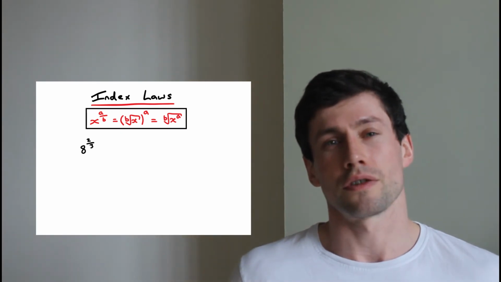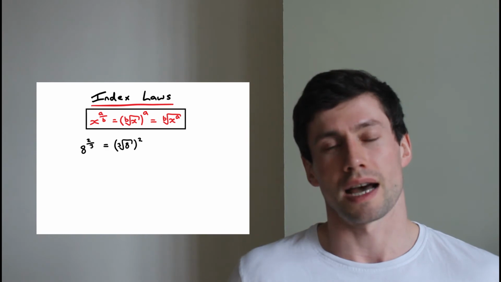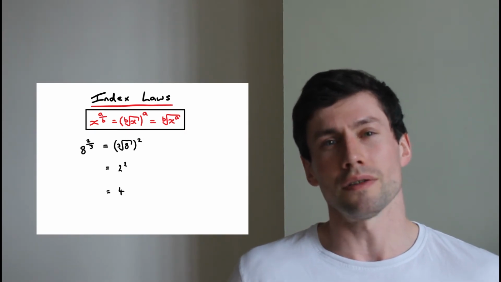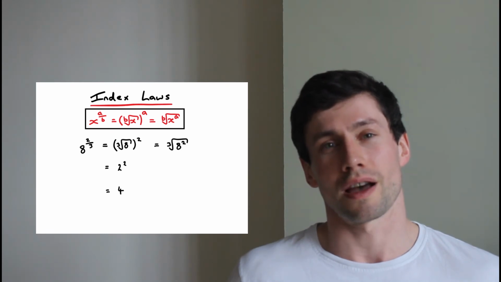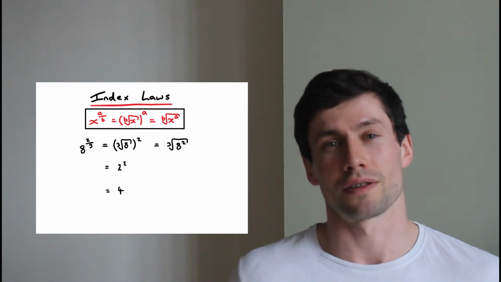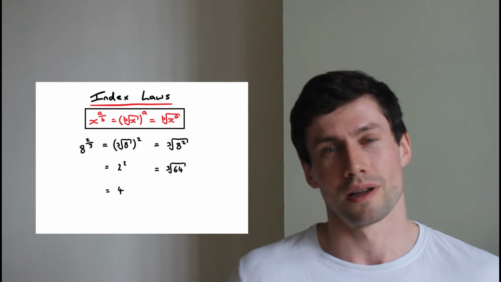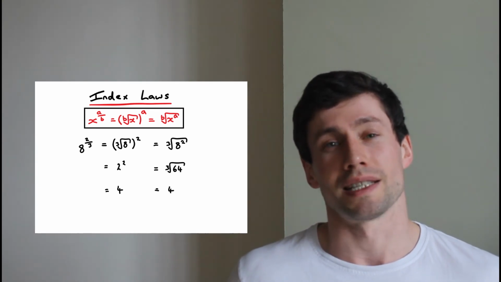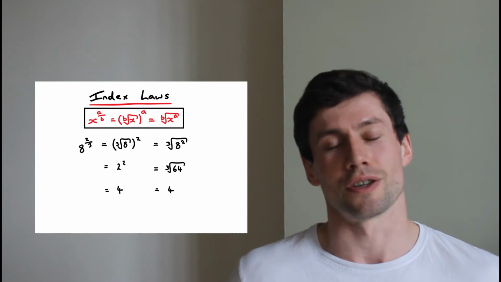A good example of this would be 8 to the power of 2/3. This is the cube root of 8, squared, i.e. 2 squared, which equals 4. But it's also the cube root of 8 squared, which is the cube root of 64, which is 4.